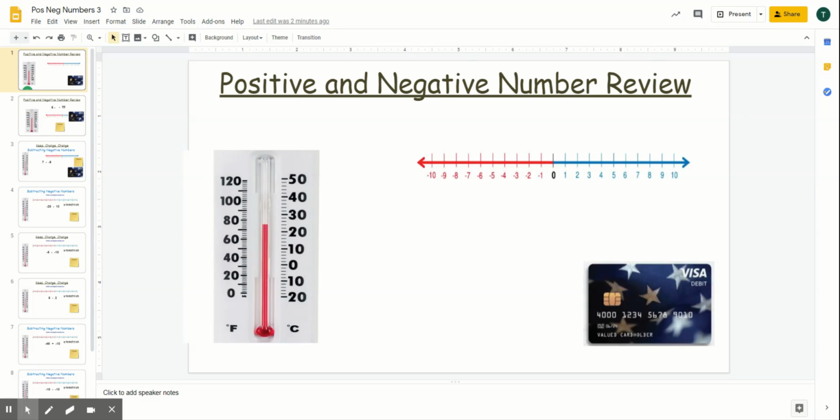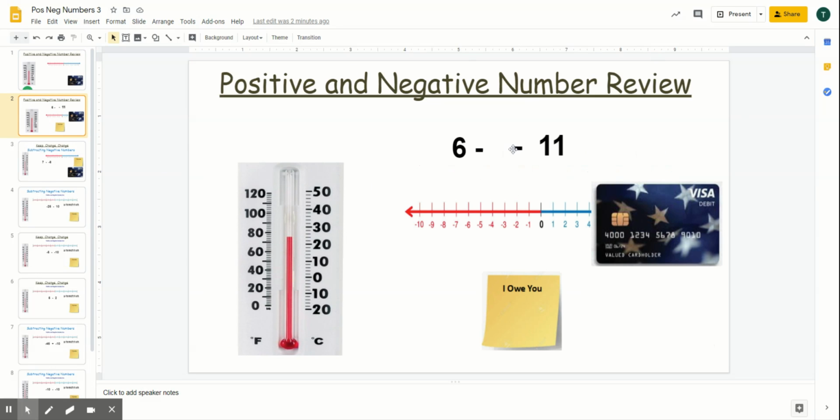So just one quick review from yesterday when I was talking about doing the double negatives. The more I thought about it, I think the debit card example is even better than the IOU, and this is what I mean by that. If you have a debit card, the first number here means somebody's putting $6 onto their card. So you have a balance of $6. Now the second part shows that there's been a charge for $11.